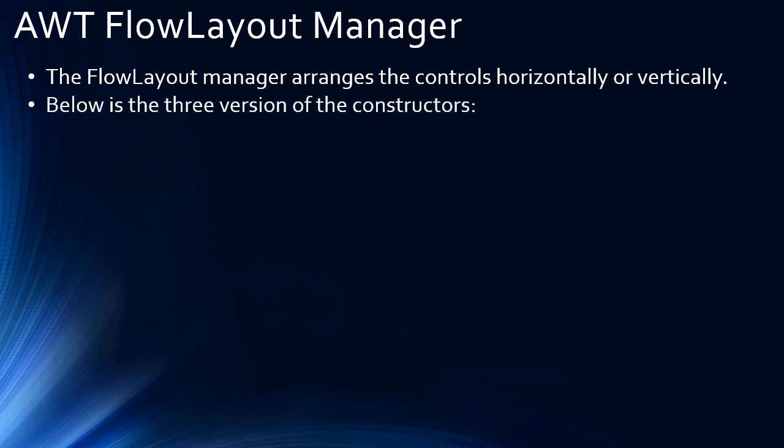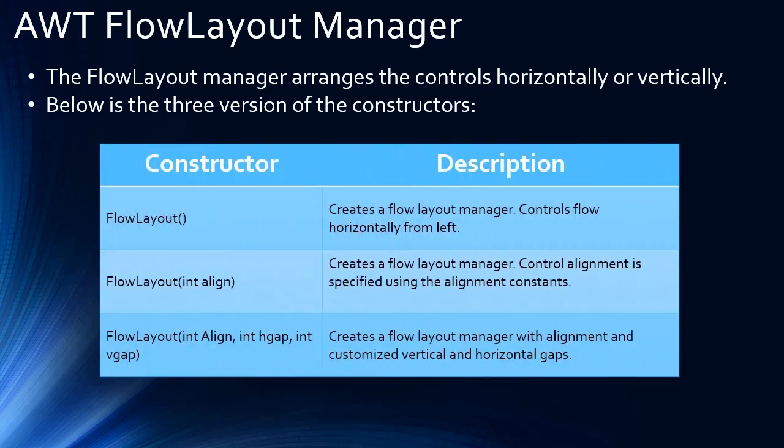Below are the 3 versions of the constructors for this FlowLayout Manager. The first version is a constructor with no parameter. We call this the default FlowLayout, the default constructor. Here the controls move from left to right horizontally, and when the very first line is filled, the flow continues on the second line.